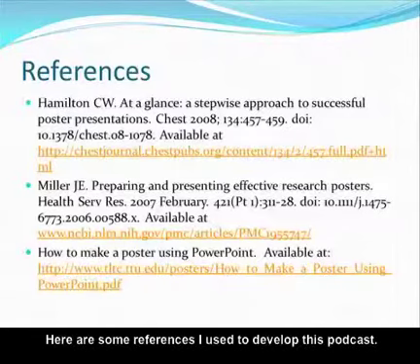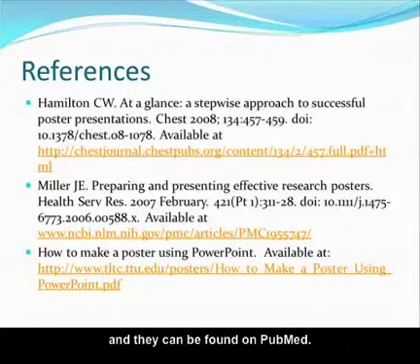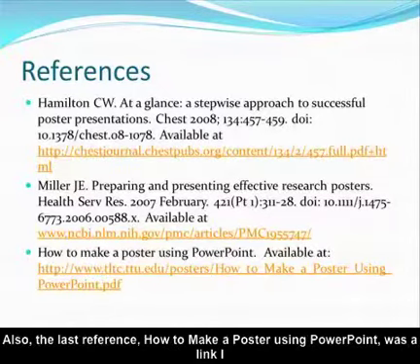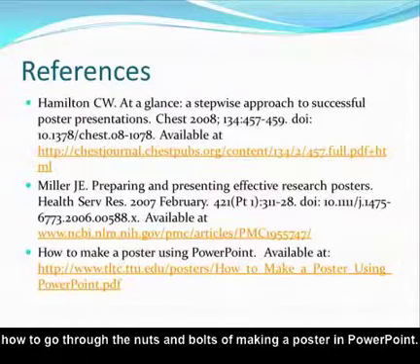Here are some references I used to develop this podcast. Both of these references are excellent resources, and they can be found on PubMed. Also, the last reference, How to Make a Poster Using PowerPoint, was a link I found online searching, and it's an excellent resource that actually tells you how to go through the nuts and bolts of making a poster in PowerPoint.